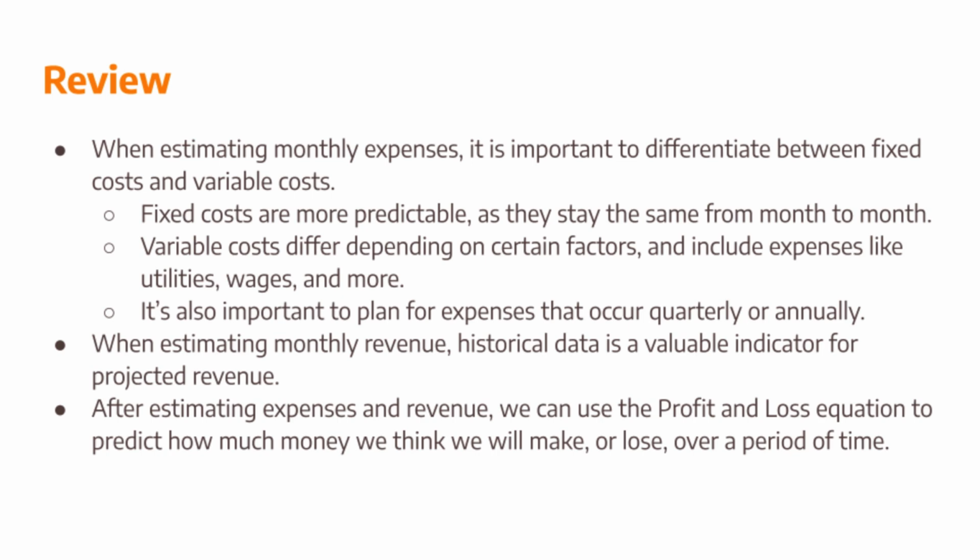And that's it. Let's take a moment to review. When estimating monthly expenses, it's important to differentiate between fixed costs and variable costs. Fixed costs are more predictable as they stay the same from month to month. Variable costs differ depending on certain factors and include expenses like utilities, wages, and more. And it's also important to plan for expenses that occur quarterly or annually. When estimating monthly revenue, historical data is a valuable indicator for projected revenue. And after estimating expenses and revenue, we can use the profit and loss equation to predict how much money we think we will make or lose over a period of time.